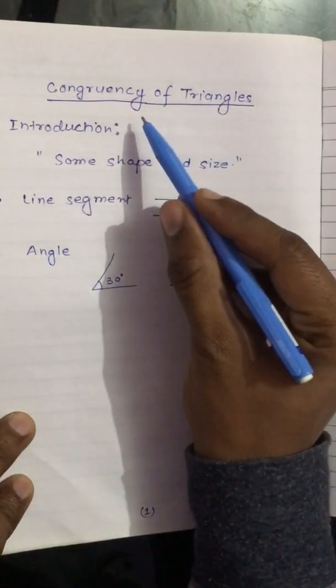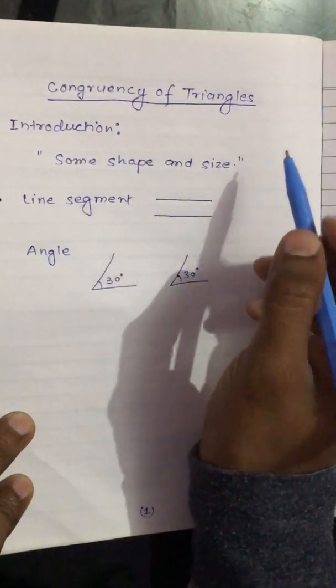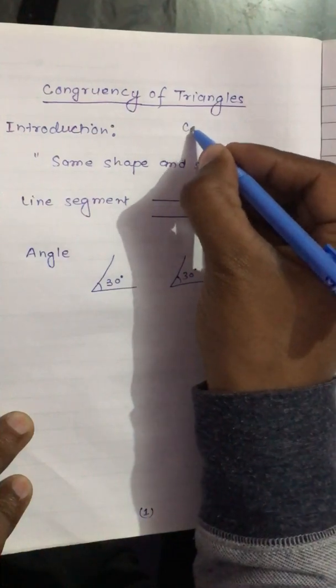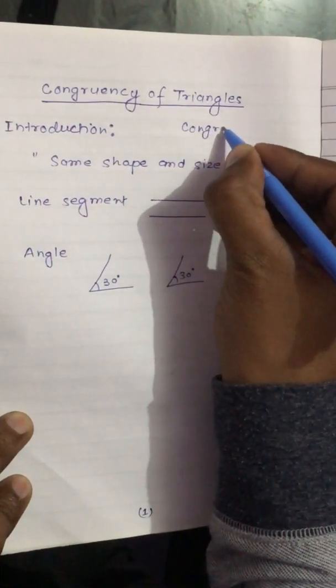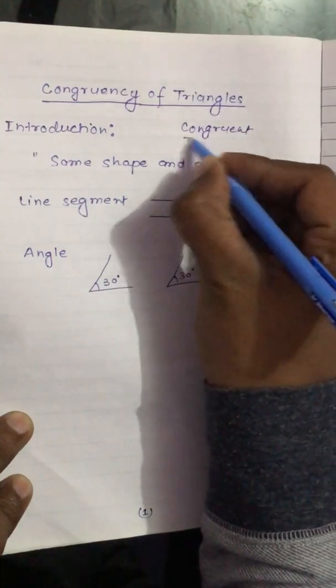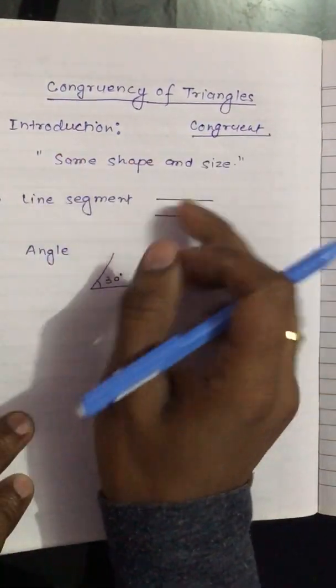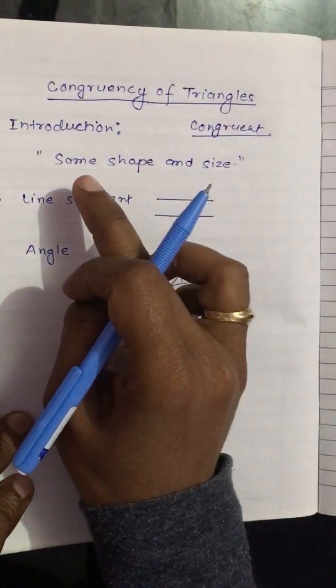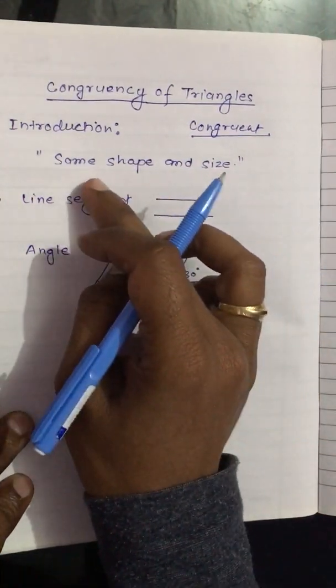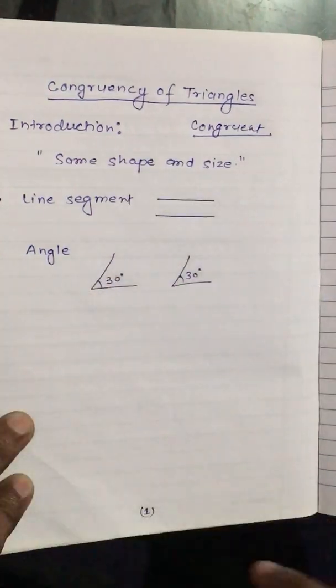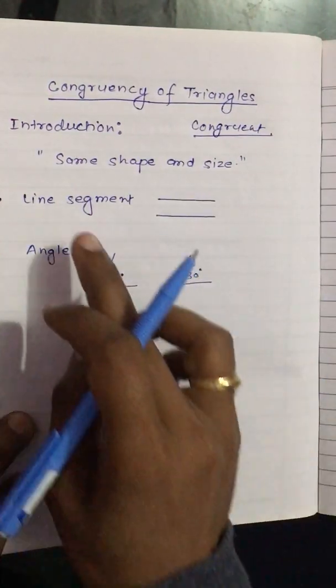So let's talk about congruency of triangles. So we need to know first what is congruent. In simple words, we can say that congruent means if two things are same in shape and size, then they are called congruent. Let's talk about line segment.